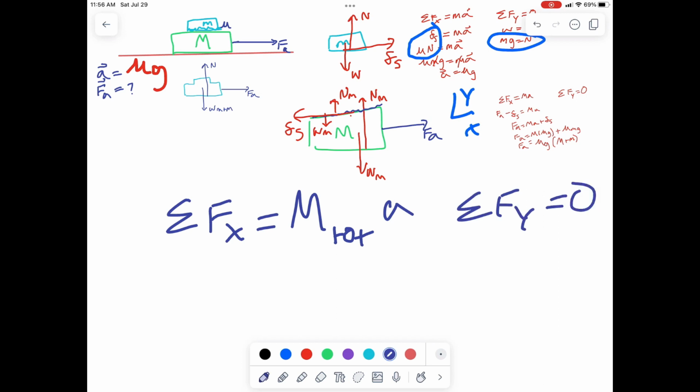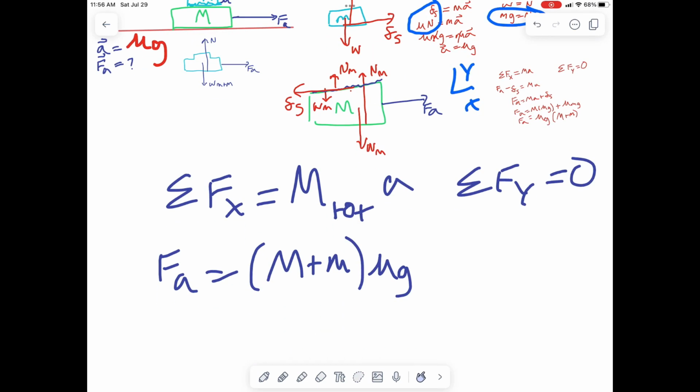And so what I can just say then is that my force applied is equal to my big M plus little m times mu g, which is my acceleration. And that is just my force applied. And we can see that my force applied here is the exact same answer as what I got there. And so this is kind of an easier way, I think, to think about finding the applied force. Both ways work, but as you can tell, this second way was obviously a lot quicker.